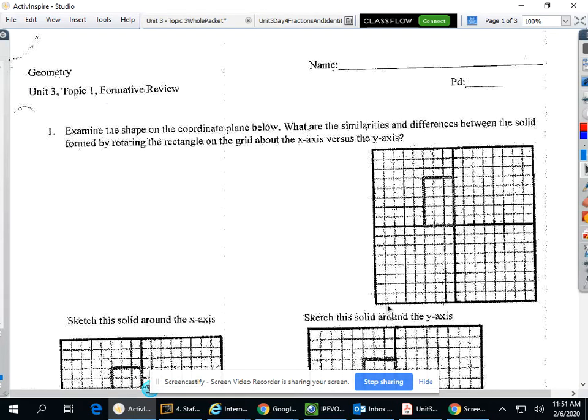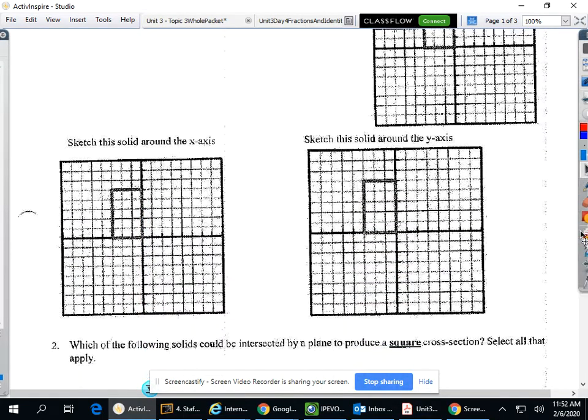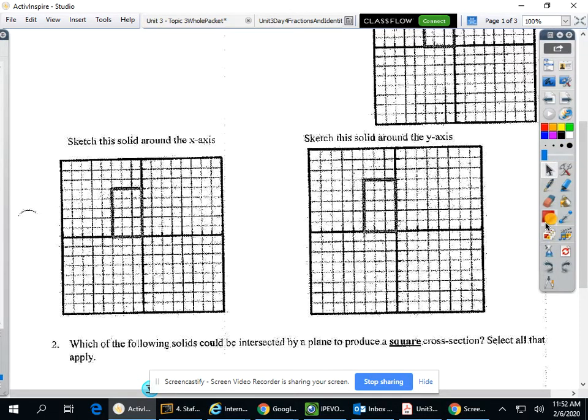All right, here is Unit 3, Topic 1, Formative Review for Formative 1. So what are the similarities and differences between a solid formed by rotating the rectangle on the grid about the X and Y axis? Here, so if I go down here, about the X axis is around this way.